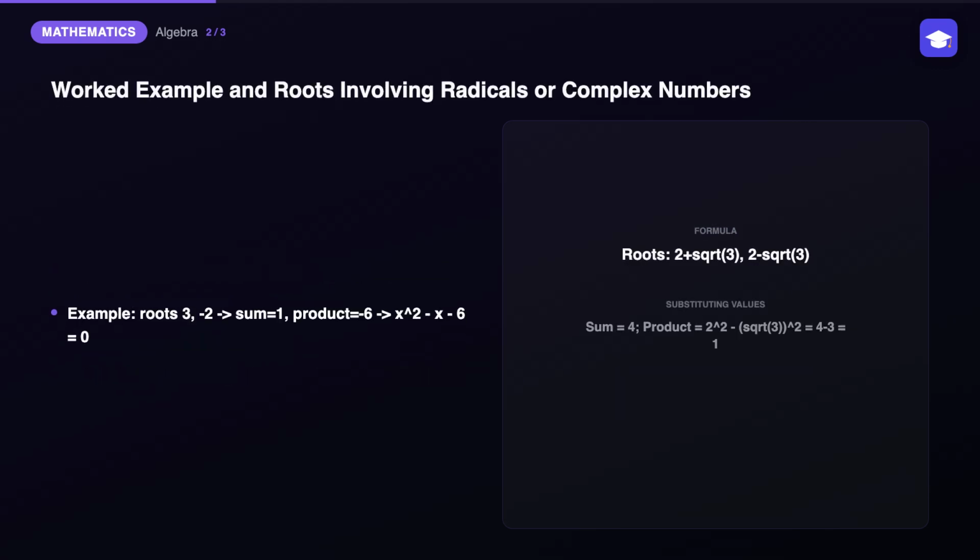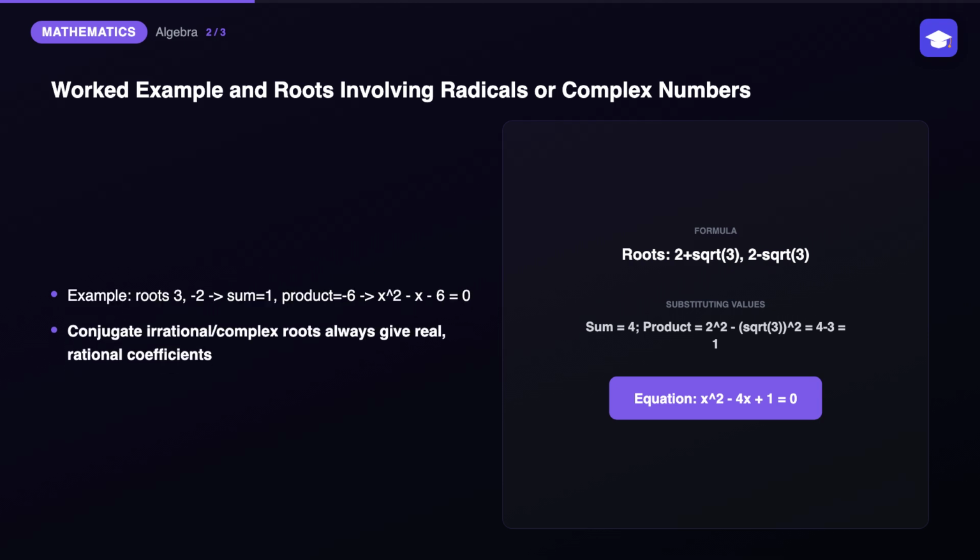As a direct example, to form the quadratic equation with roots 3 and -2, the sum is 3 plus -2, which is 1, and the product is 3 times -2, which is -6, so the equation is x squared minus x minus 6 equals 0.